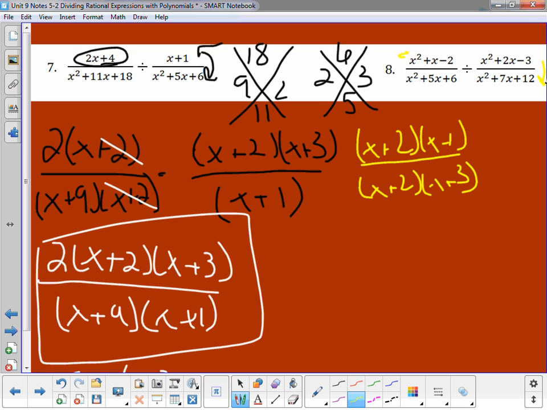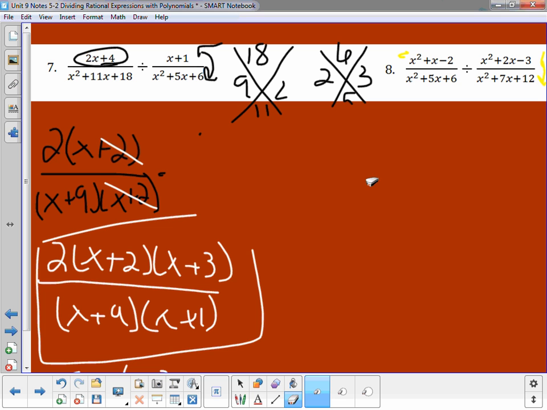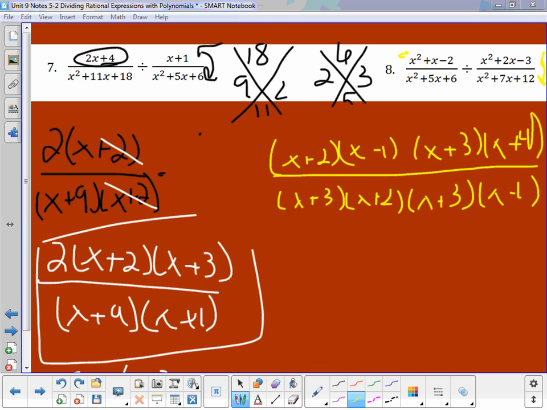Now we're going to flip those when I multiply. So up here, I'm going to have x plus 3, x plus 4. Ran out of room here. Let me fix that. So now this is fully factored, okay? I factored each of those and I flipped it.